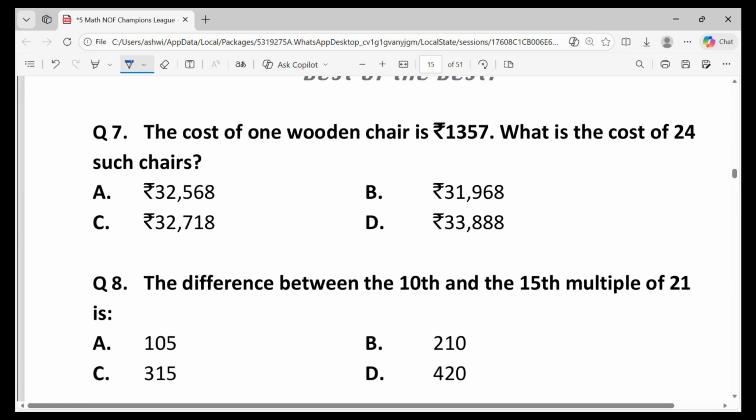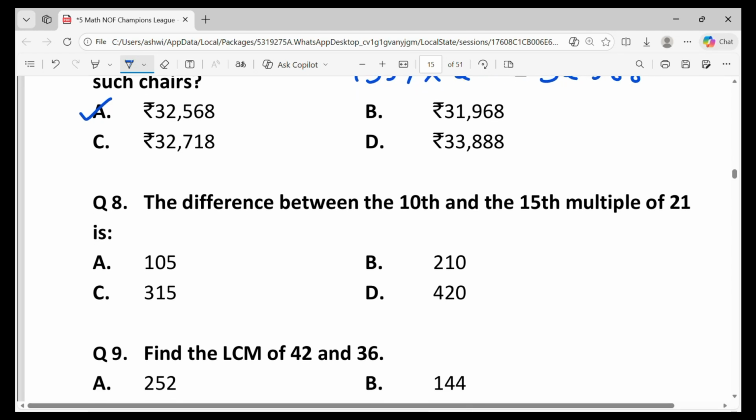Question 7. The cost of one wooden chair is rupees 1357. What is the cost of 24 such chairs? The total cost will be the cost of one chair into the number of chairs, that is 24, which is equal to 32,568. That is option A, rupees 32,568.